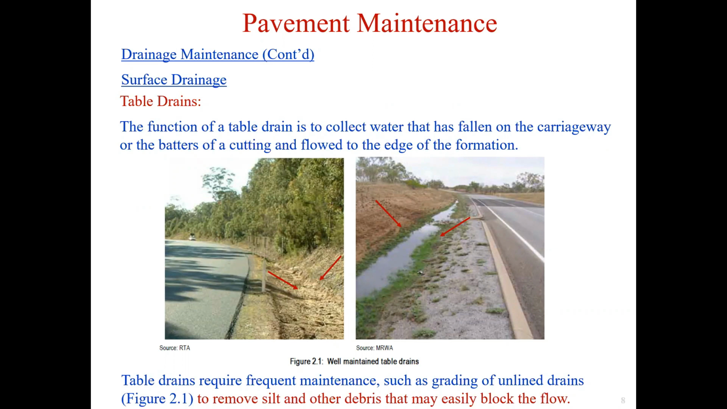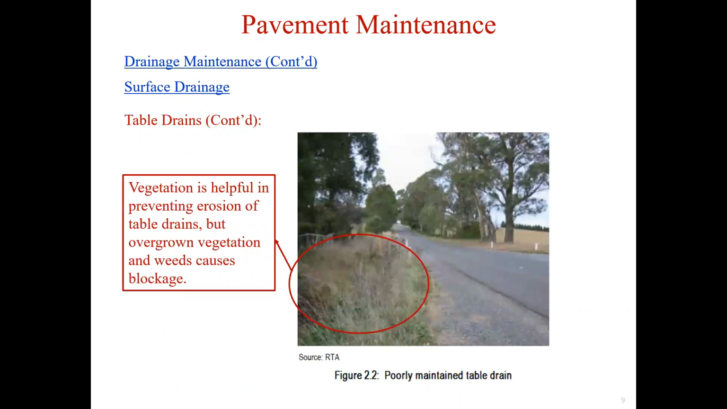Table drains require frequent maintenance to remove any material that may block the flow and to restore the original shape. If you look at this figure, the vegetation is helpful in preventing erosion of table drains by holding the soils, but overgrown vegetation and weeds cause blockage, so table drains need to be well maintained.